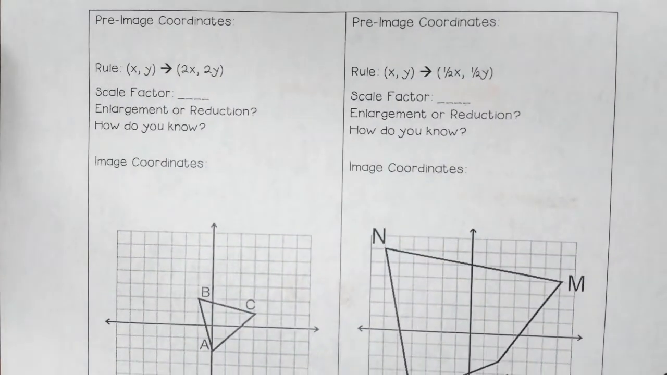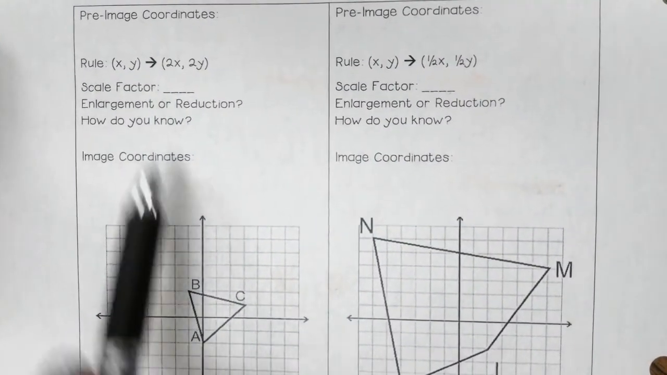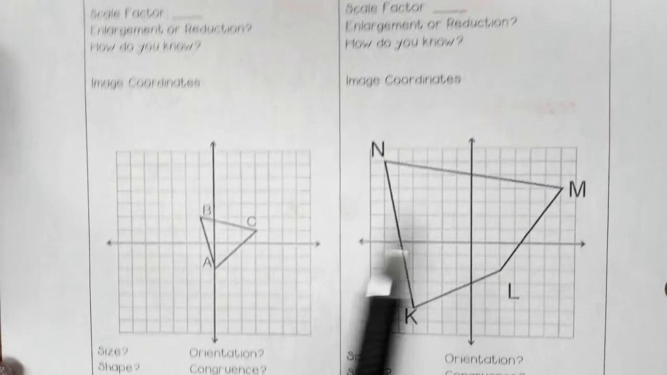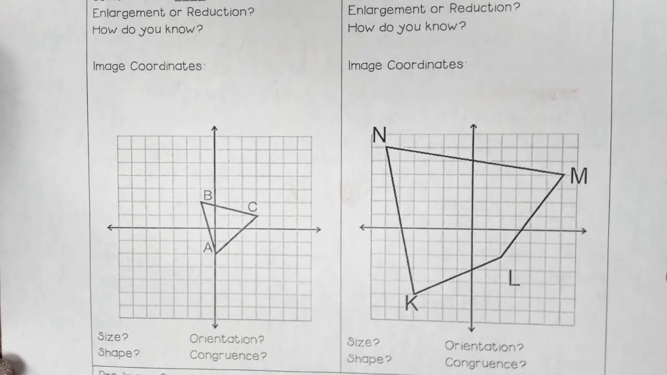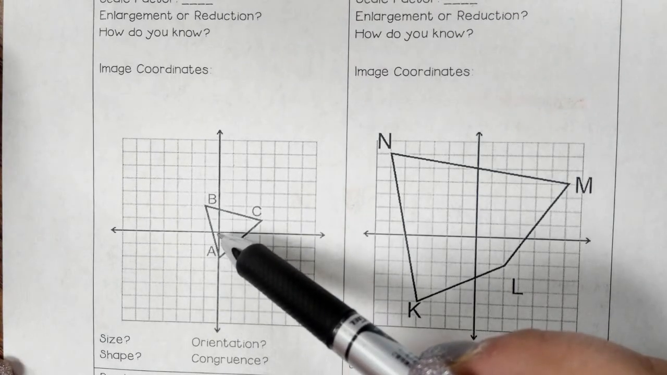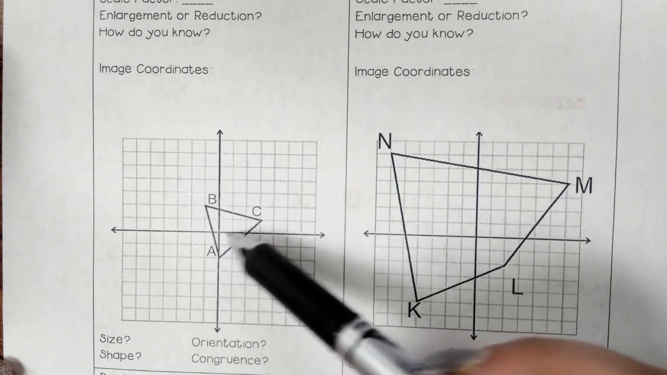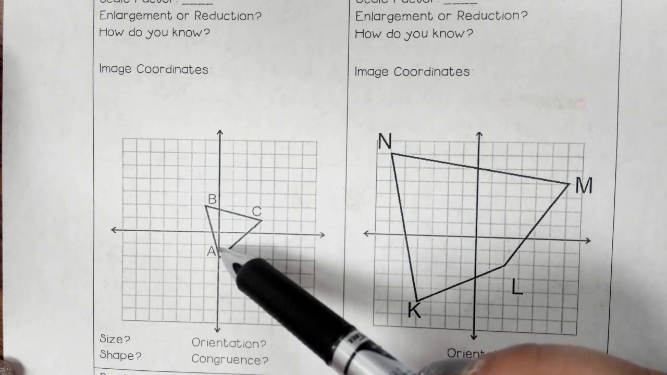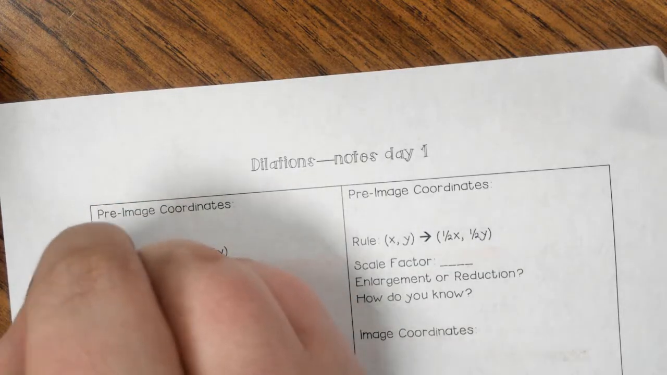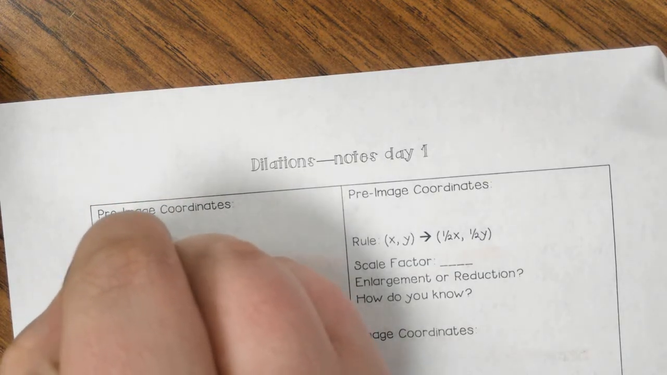The bulk of today's lesson is really on the back of this page. We want to write the pre-image coordinates from this graph that we're given here. A is located at 0. I didn't go left or right at all, so that's a 0, and then down 2. Down 2 is -2. So A is at (0, -2).